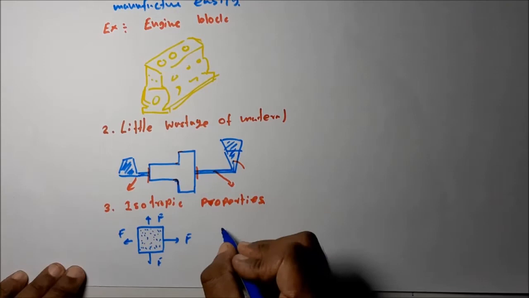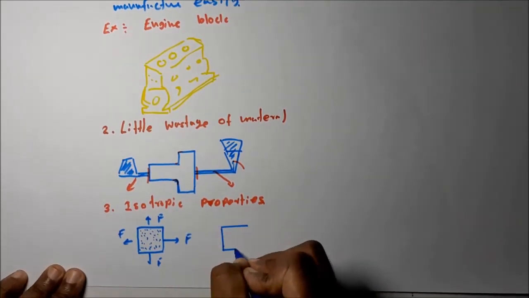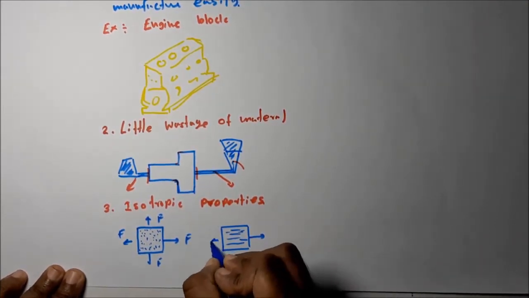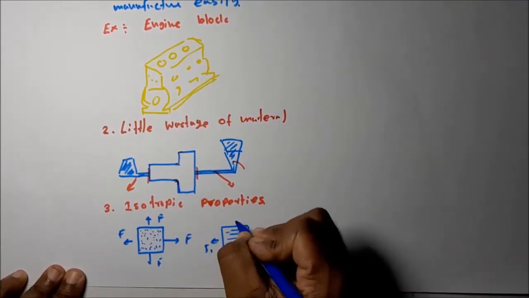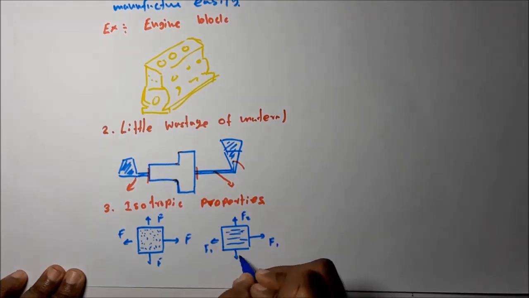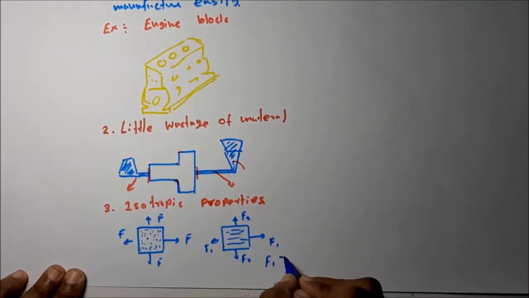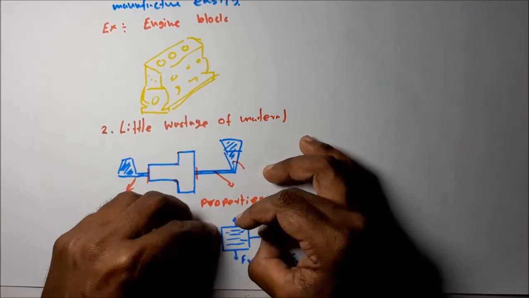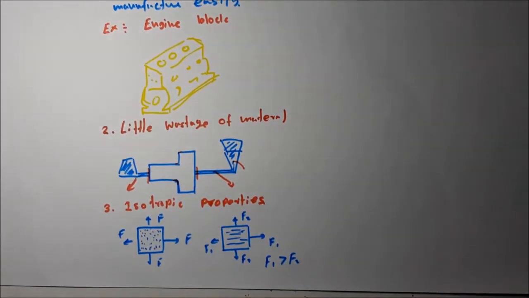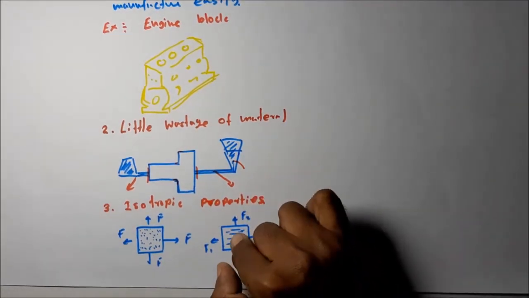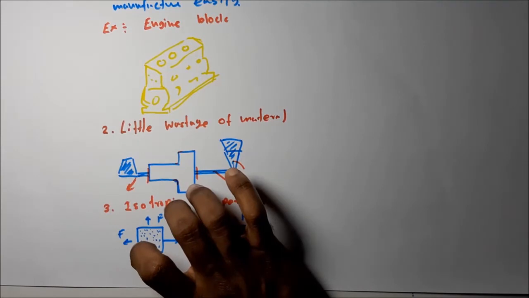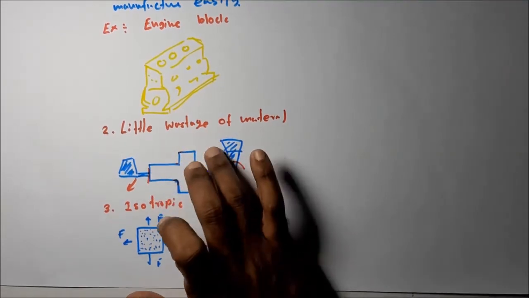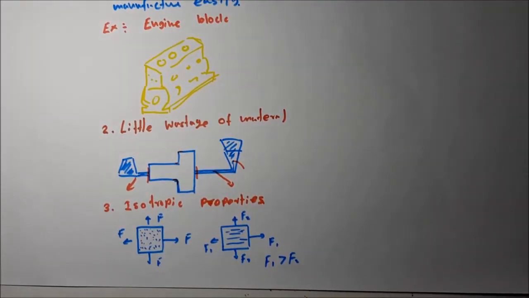But if you take a forged component or rolled component, the grains are arranged in a certain direction. Let's take this as the grain arrangement direction. In this direction there is one strength, and in this direction another strength, and F1 is greater than F2. In one direction it is weaker, in another it is stronger. So forged or rolled components are not isotropic, but a part manufactured by casting has isotropic properties in all directions. Another main advantage in metal casting operation.